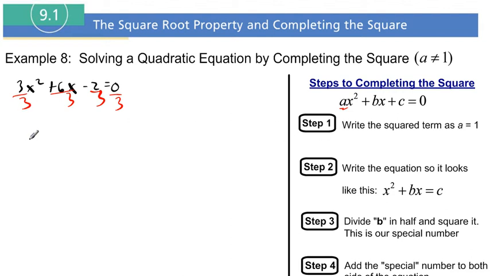So 3 divided by 3 is x squared. 6 divided by 3 is our 2x. And then that gives us negative 2/3 equals 0. Write the square term as a equals 1. And what do you know? Look, we have a equals 1. Bing! So that's all step 1 really is: just divide by whatever your leading coefficient is. If it's not 1, then divide everything by that number, and now you complete step 1.